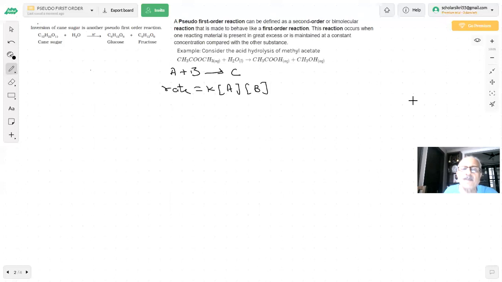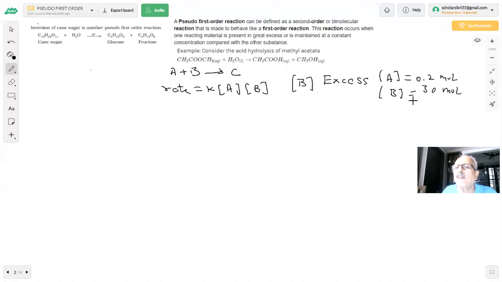Yes, but let me say that one of the reactants is in excess. I'm saying B is present in excess. What will be the result of that? Suppose my A concentration is 0.2 moles, and B concentration is 30 moles. Now what is the story here? A is reacting with B.